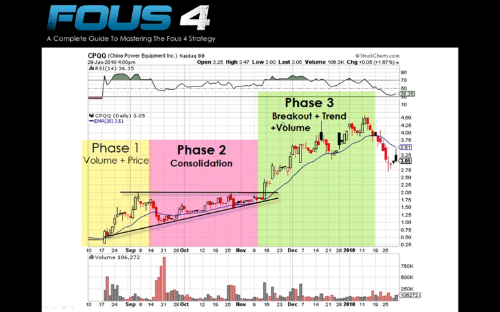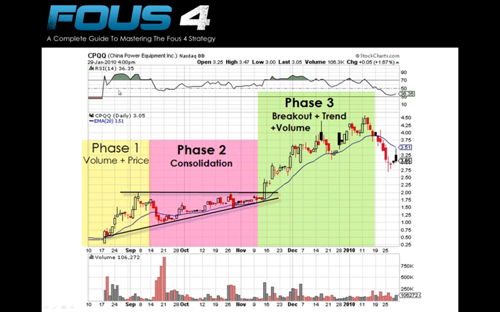Then phase three finally comes along if and when it breaks out above that buy trigger, above the past highs of phase one and phase two. This is a signal that it's potentially time to buy into this breakout, and you want to see volume increase. As you can see here, on this day of the breakout, we had a strong candle closing near the high of the day with a spike in volume. That's an indication of a potential new trend, or at least a multi-day run coming up ahead.